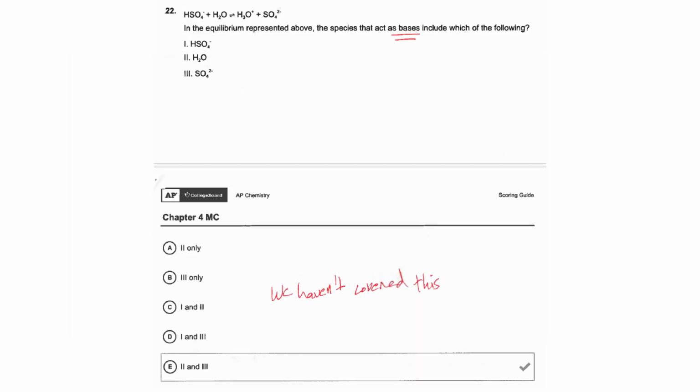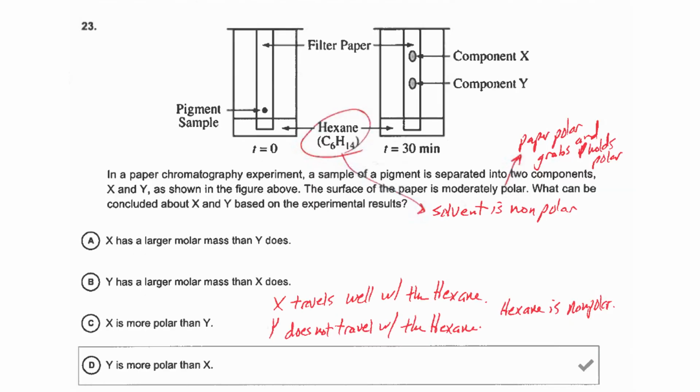Number 22, we haven't done equilibrium problems and acid-base reactions yet, so this really shouldn't have been on this worksheet. Sorry. 23, this is also kind of in the wrong chapter for some reason. It's in here. This is a chromatography question.